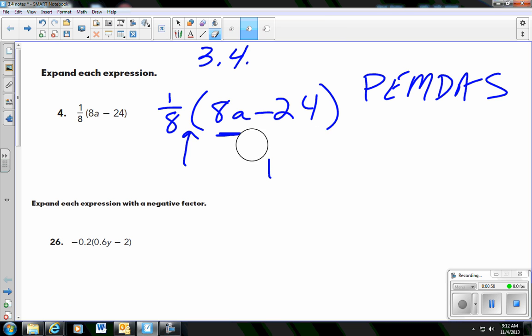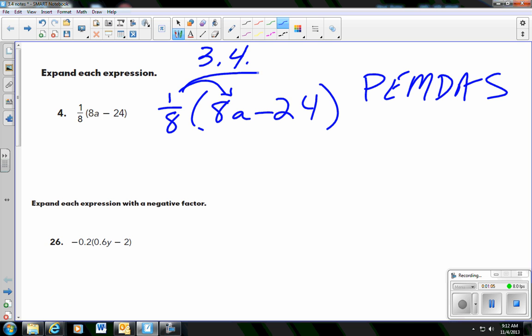But what we are allowed to do is what's called the distributive property, and we can distribute these out. So we can say 1/8 times the 8a and 1/8 times the 24. Okay? And that's what we're talking about here with expanding the expression. So we use our calculator. You'll hit the 1 for 1/8, and then the ABC button, and then 8. So 1 ABC 8 will be 1/8 in your Texas Instruments calculator.